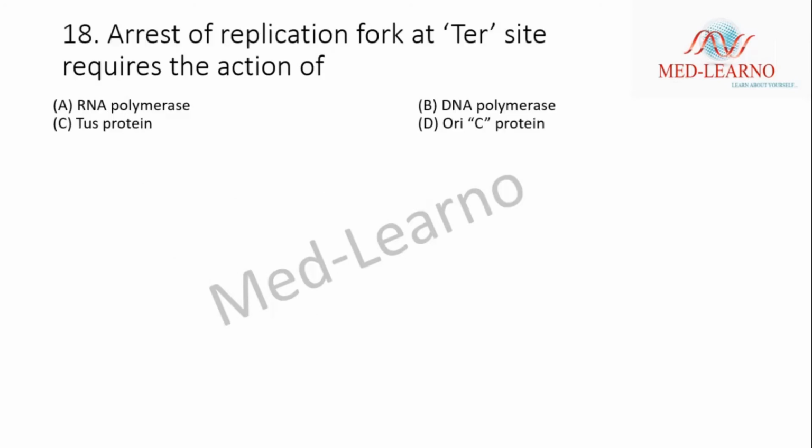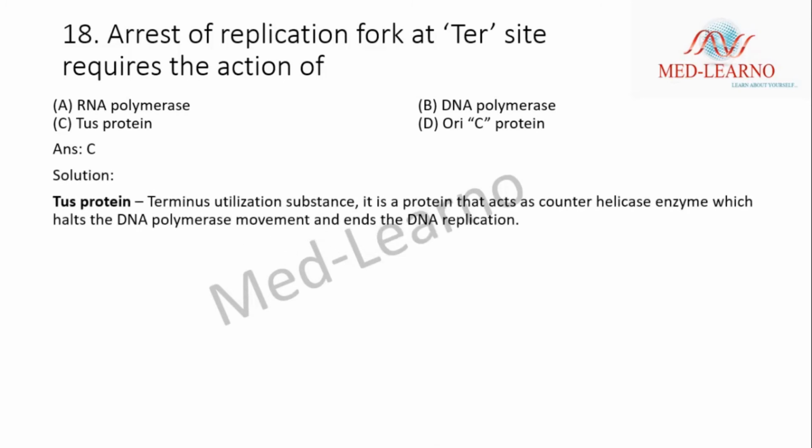Arrest of replication fork at TER site requires the action of RNA polymerase, DNA polymerase, TUS protein, or ORIC protein. Answer is option C, TUS protein. Here, the TUS protein stands for terminus utilization substance and it acts as a counter helicase enzyme which halts the DNA polymerase movement and ends the DNA replication at TER site.